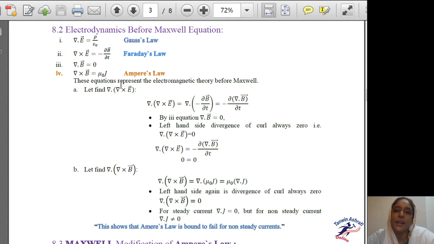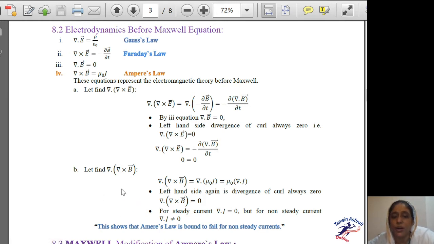Let's find del dot del cross E. As we know, the divergence of a curl is always 0. Now we will try to find whether it is 0 or not. Del dot del cross E: del cross E is nothing but minus of partial B by partial t. If we take del dot inside, it is minus partial by partial t of del dot B. Now del dot B, as we know, is 0. Therefore, the left hand side becomes 0 because the divergence of a curl is always 0, and the right hand side is 0 because del dot B equals 0. That means it holds good.